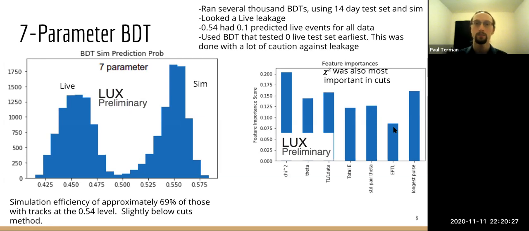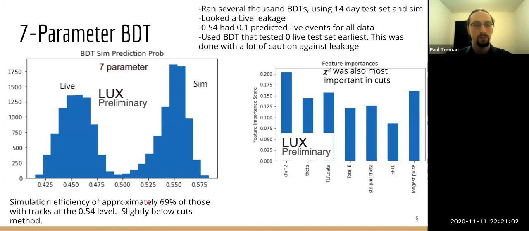We wanted to be very conservative and force the BDT to not have any live events in the signal region. This was out of an abundance of caution to prevent leakage. The final BDT that we used had reached 0 live events the soonest. It did so at 0.52. We did this, again, out of an abundance of caution. However, that did seem to affect our simulation efficiency slightly.